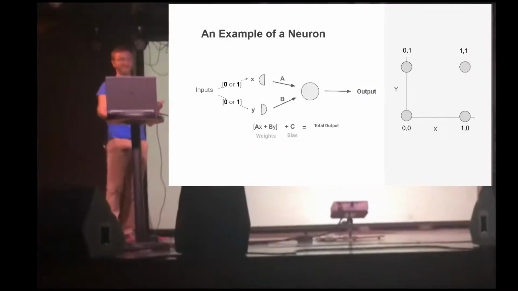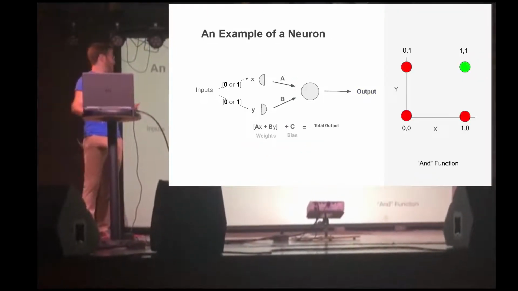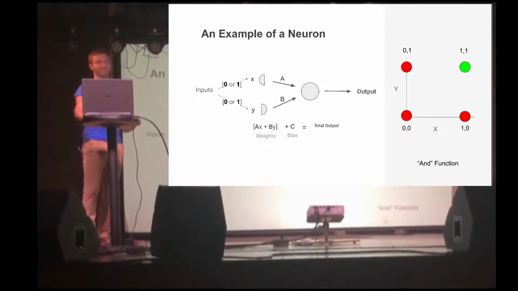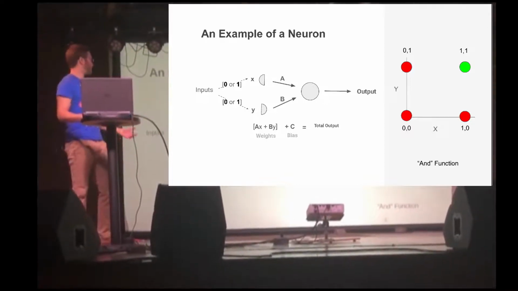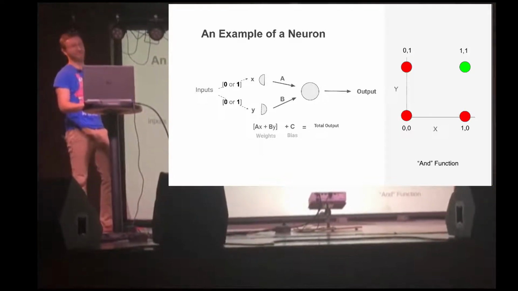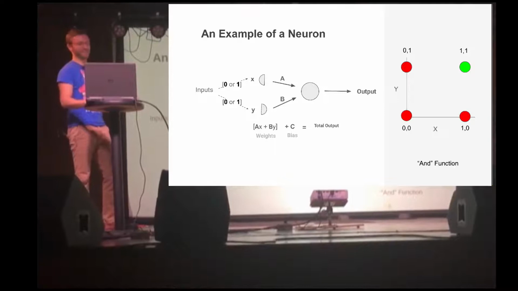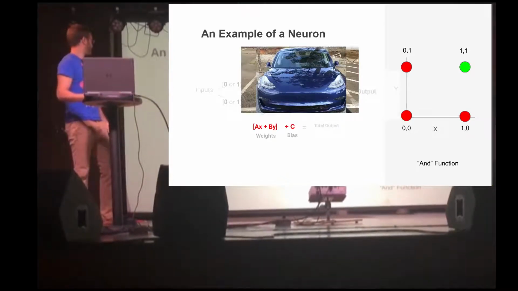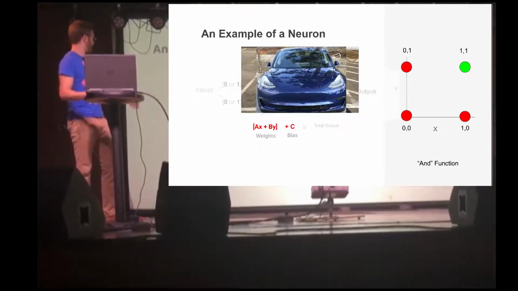To keep it nice and simple again, we're just looking at these 4 points. And we might want to classify what's called the AND function, which just means we want the perceptron to output 1 if you're at the point 1, 1, where both x and y are 1, and you want to output 0 otherwise. To see how this works, we're going to take a look under the hood at this equation, ax plus by plus c.